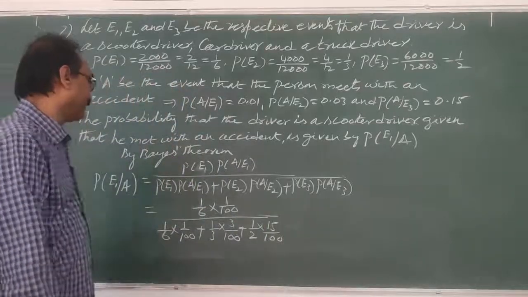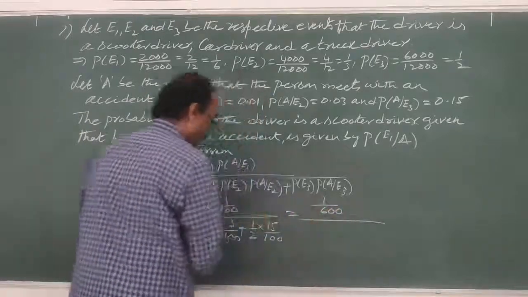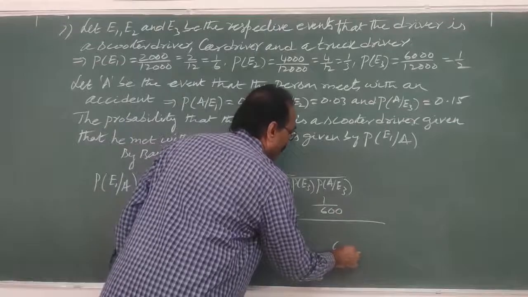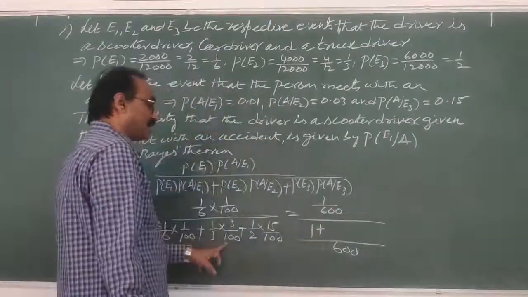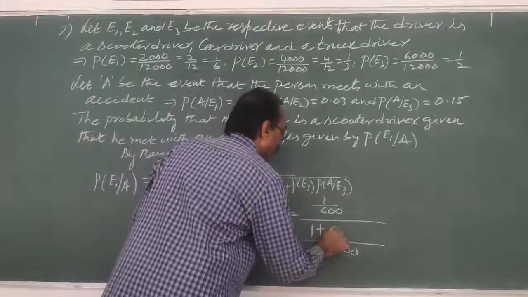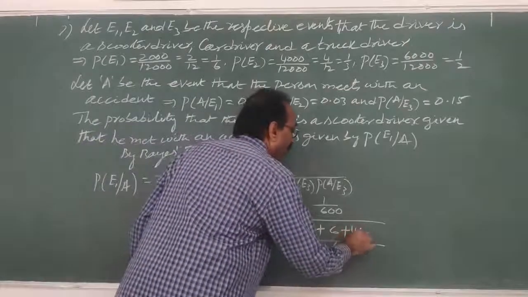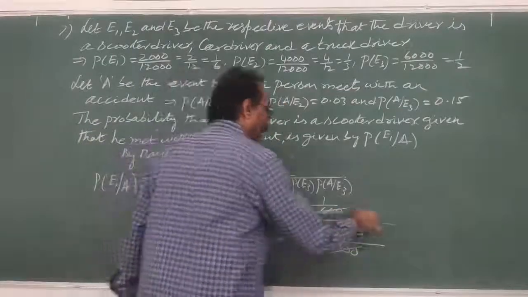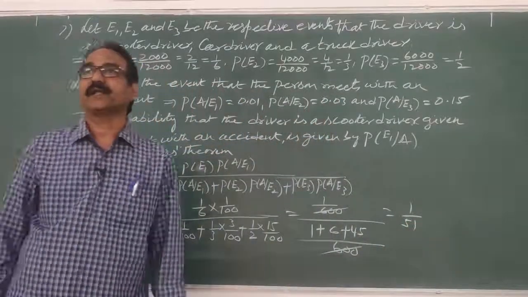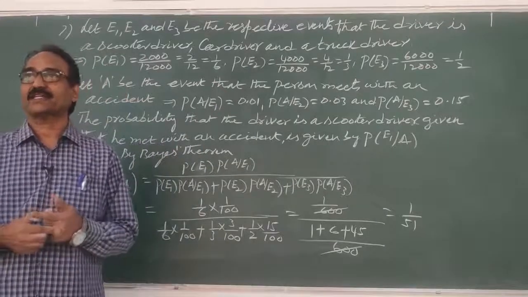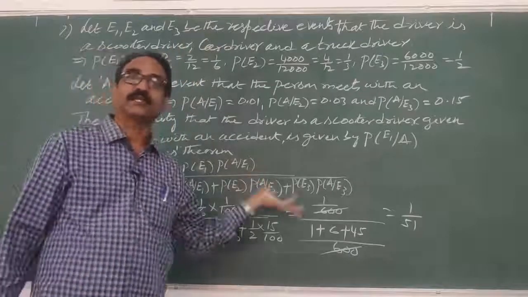Okay, now simplify it. Simplify means 1 by 600, keep like that only. Down also you take 600 LCM only, then it is easy. 600 goes in 600 one time. Here 300 is there, 300 goes in 600 two times, 2 into 3, 6. 200 goes in 600 three times, 3 into 15, 45. 600 cancels, so totally 1 by 51. So the probability that an accident occurred to a scooter driver is 1 by 51. Out of 51 accidents, 1 may be a scooter according to the probability.